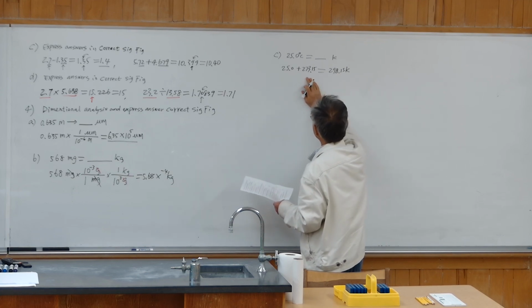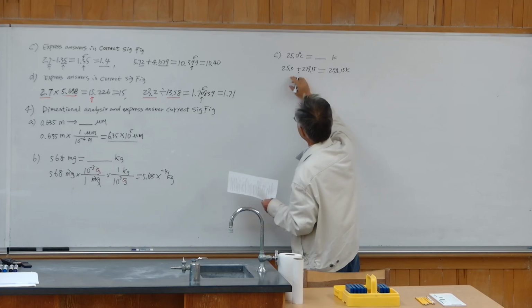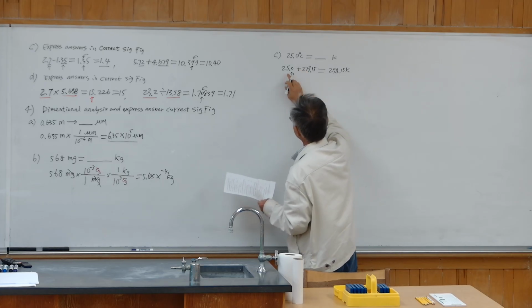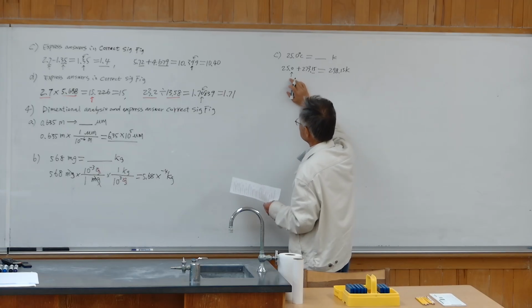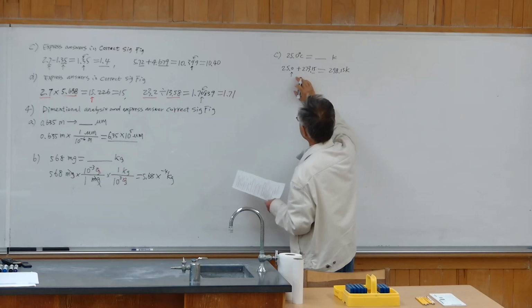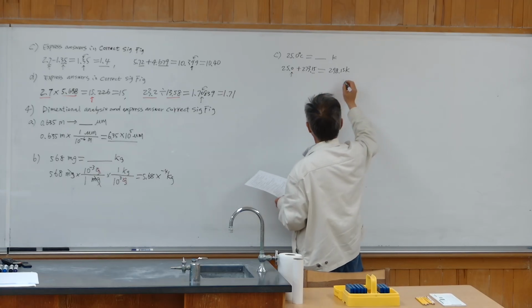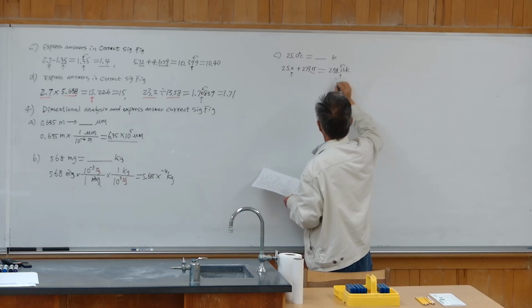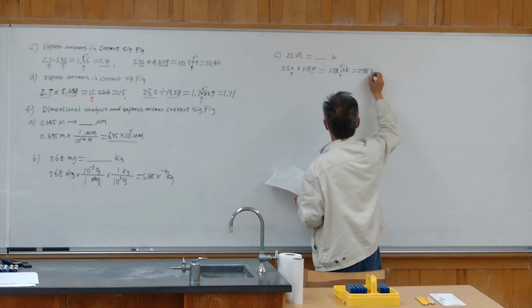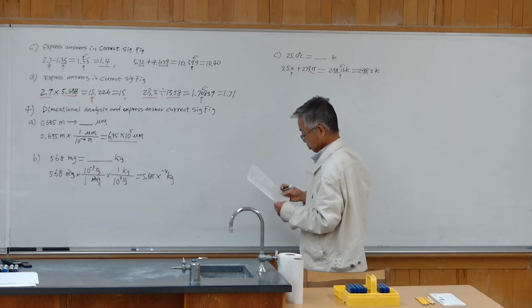The rule for addition tells us the answer cannot have more decimal places to the right of the decimal point than any of the original numbers. This is 1 decimal place, and this is 2, so the answer can only keep 1. Keep 1 and stop here. The next one is 5, so we need to round up. 1 becomes 2. So your final answer will be 298.2 K. K is Kelvin.